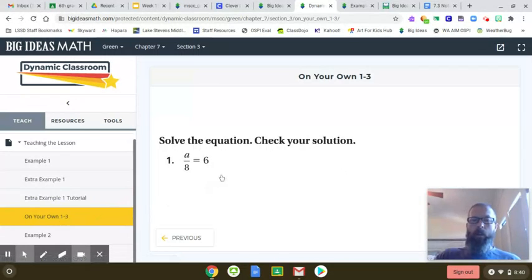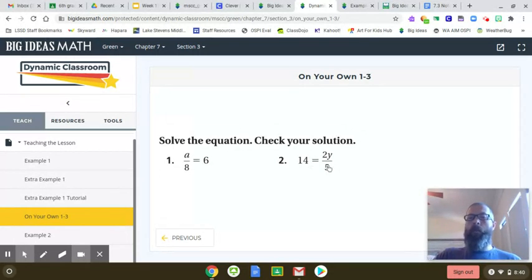Let's do some on, it says together. We'll do these together. So a over 8 equals 6. So this is division, right? So a divided by 8. So I'm going to multiply this side by 8 because that's the inverse, that's the opposite. And I'm going to multiply this side by 8. So this side times 8 leaves me with just a, and then this side times 8 gives me 48. So a equals 48.